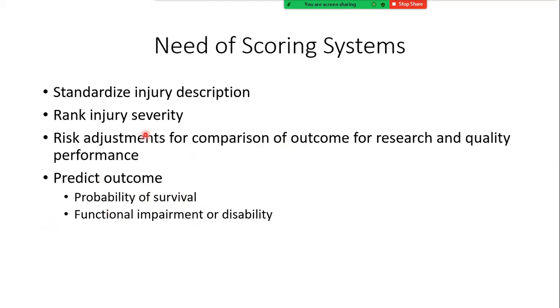Basically, whenever you do some kind of study, you need a definitive answer on how much injured your patient was, to compare the two groups. That's why these scoring systems are kind of mandatory if you're learning something in trauma.